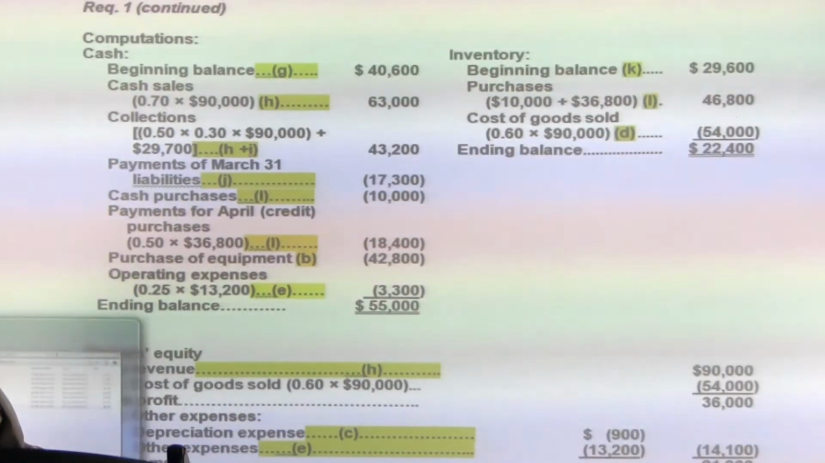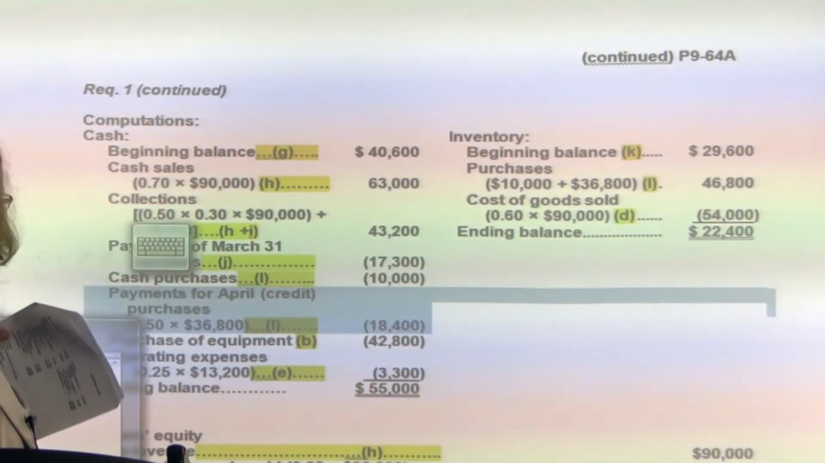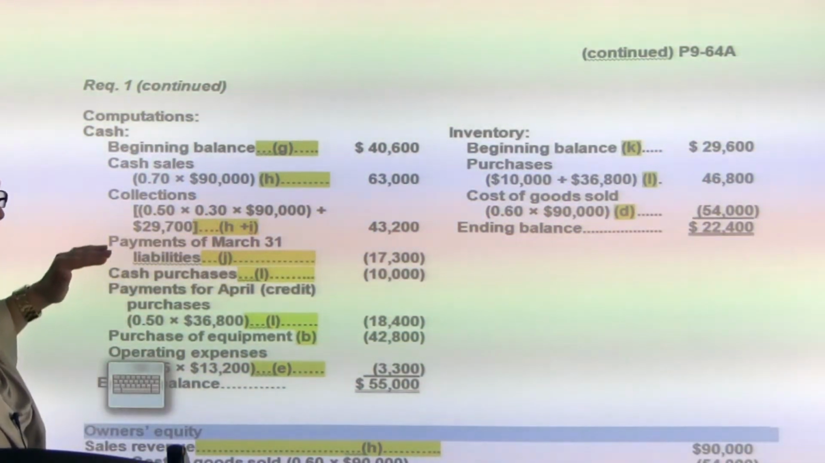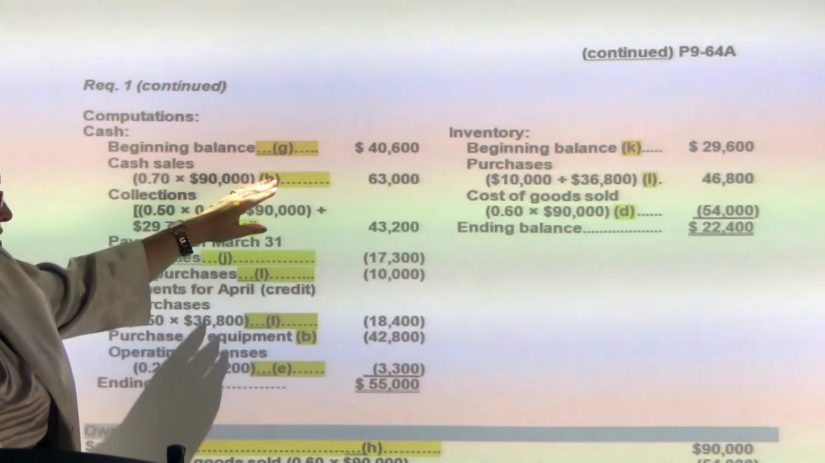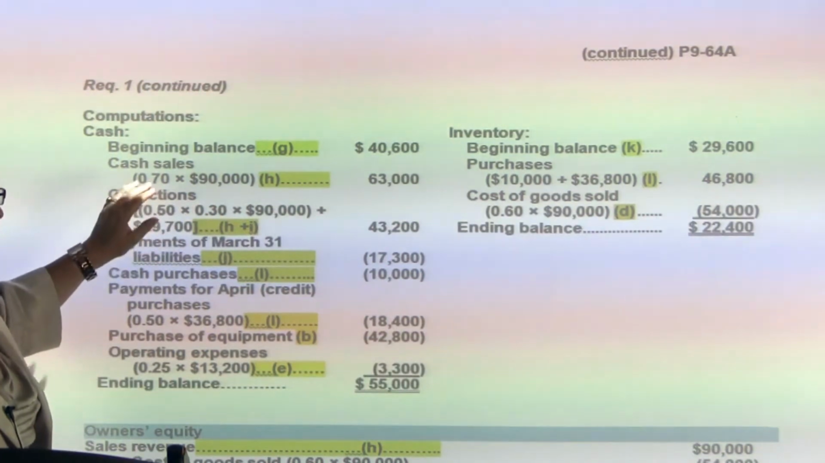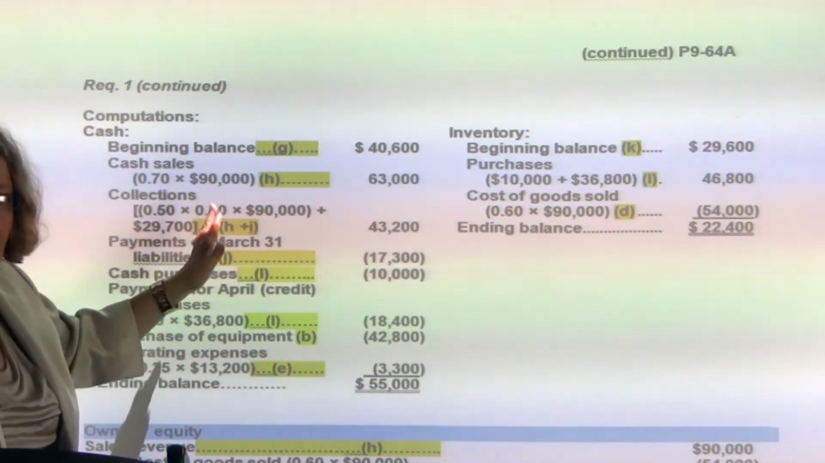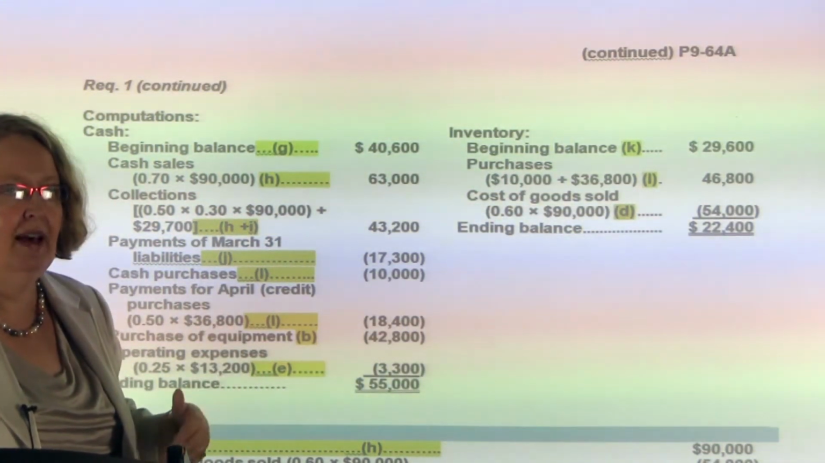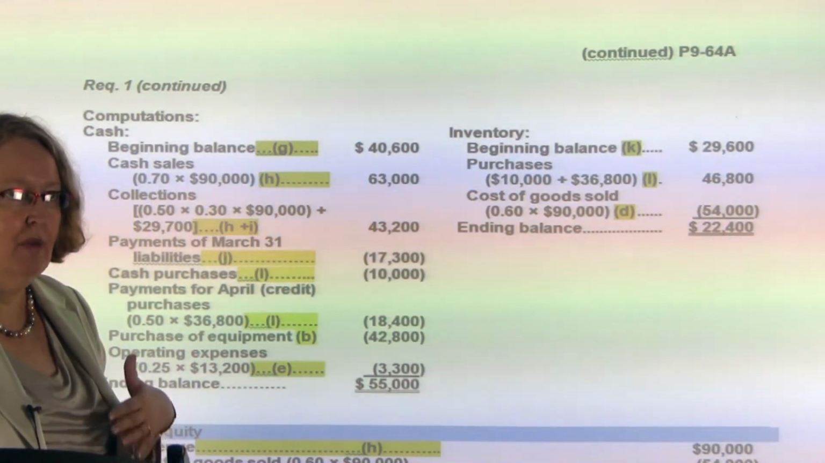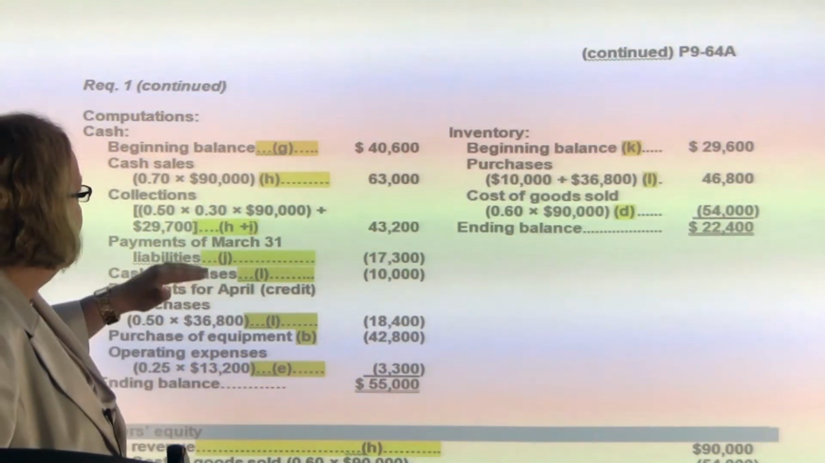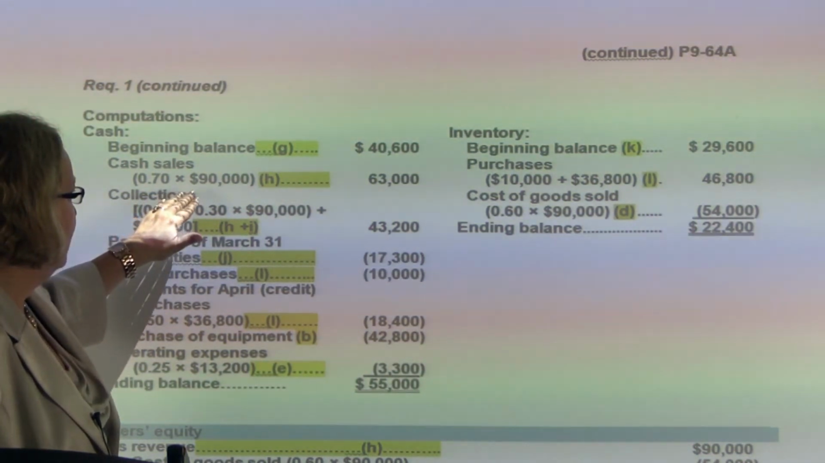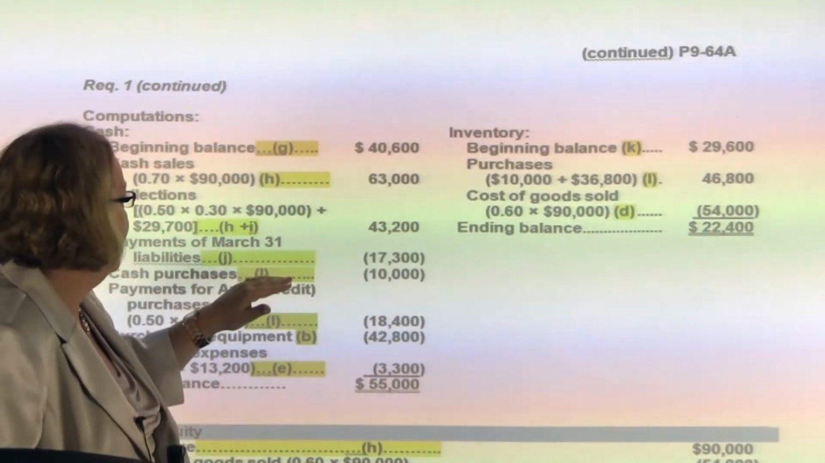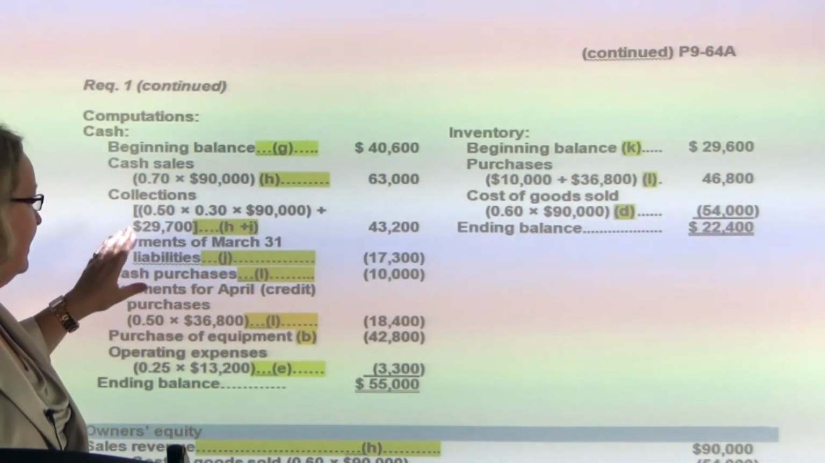So for cash, what you're basically doing is looking down through and seeing which items affected cash. Your beginning balance is $40,600. Your sales, you had sales of $90,000. As typical with most companies, some people pay cash and others will have an account set up with the company where they will make payments at a later date. So 70% of it was cash immediately upon purchase. So 70% times 90,000 will give you 63,000. The remaining part is on collections.